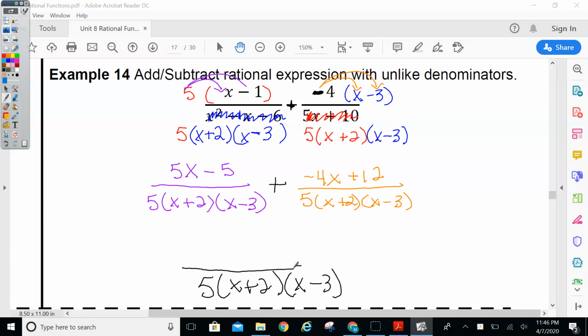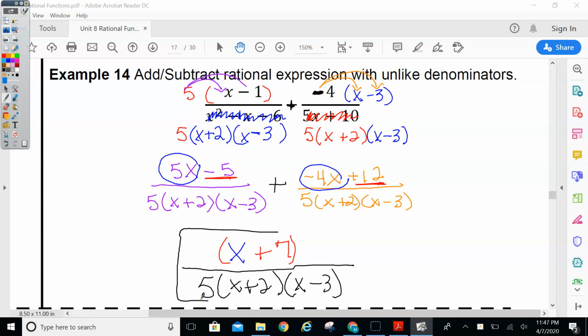But what I've got to do is combine like terms in the numerator. So here, 5x minus 4x is just x. And negative 5 plus 12 is positive 7. So again, this is like its own little factor. So here, nothing's going to cancel. So this is your simplified form. Can't reduce it any further.